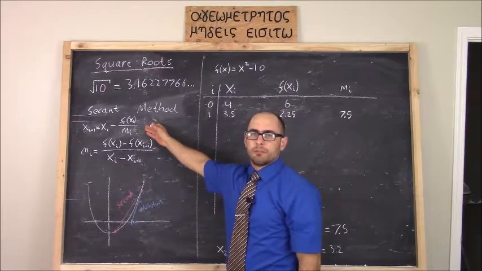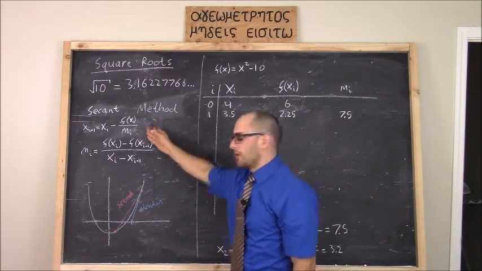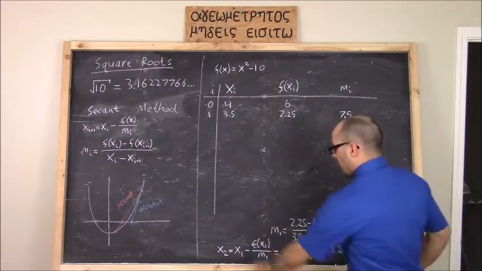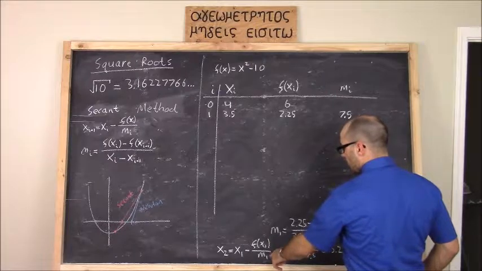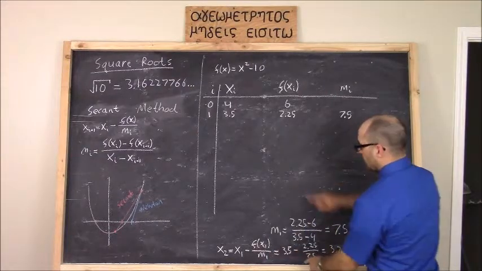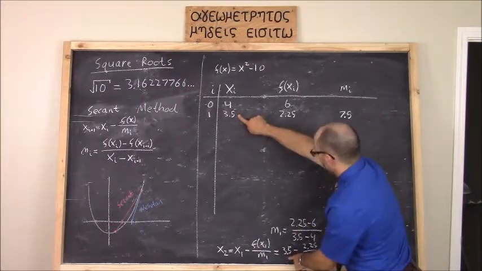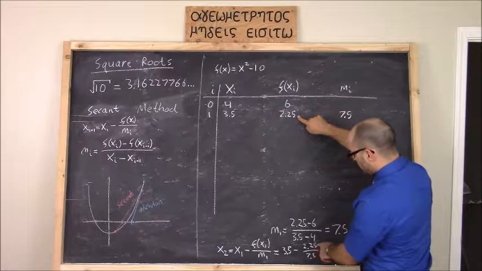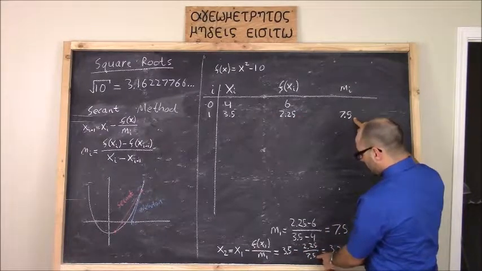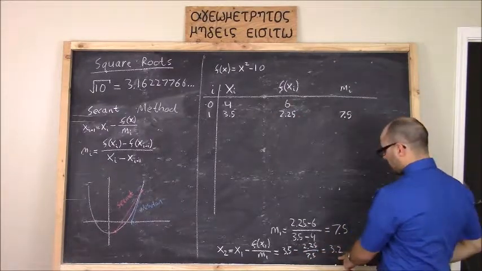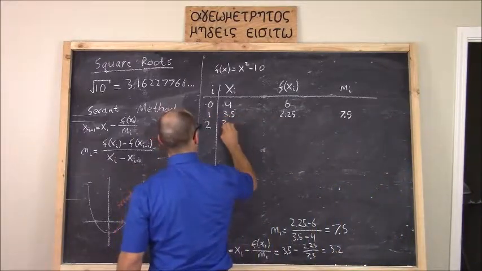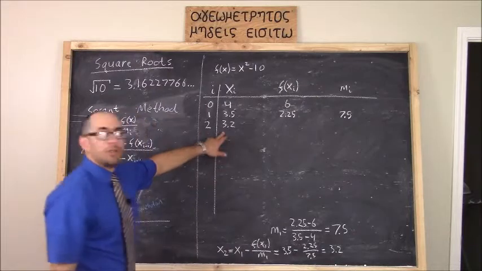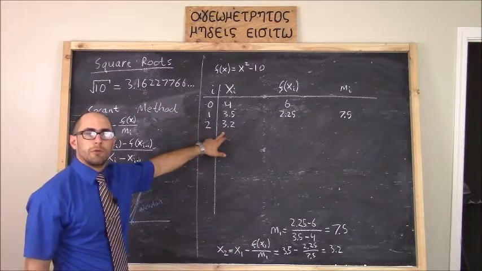My next step is to plug the numbers into this equation, as I've done below here. x2 is equal to x1 minus f of x1 divided by m1. So that is 3.5 minus 2.25 divided by 7.5, which is equal to 3.2. So I fill that number in on the table here.